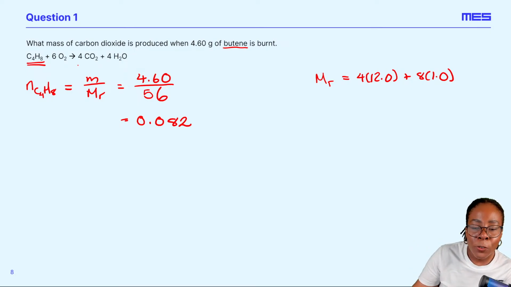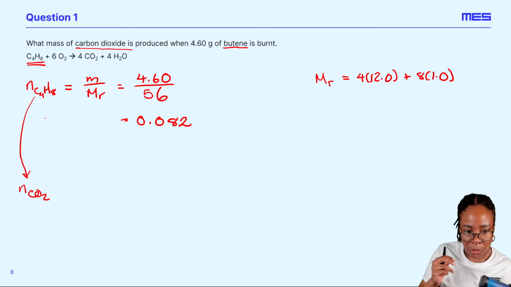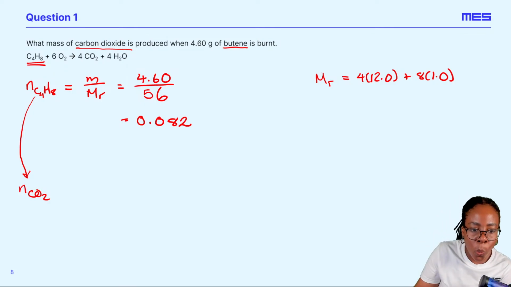Okay, now we've got our moles of our butene. We need to relate that to the moles of carbon dioxide. How are we going to do that? Well, we're going to think about our stoichiometric relationship. So the ratio from butene to carbon dioxide. What is that ratio? I'm seeing some combined values, but I want to make sure that we understand it step by step before we start skipping steps. Right, thank you, Prisha. So for every 1 butene, we make 4 carbon dioxides.